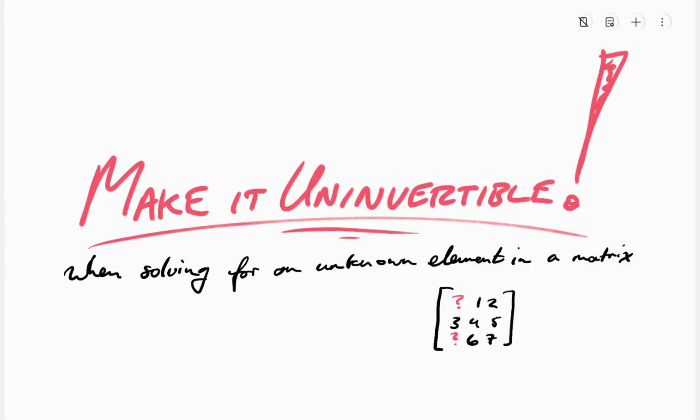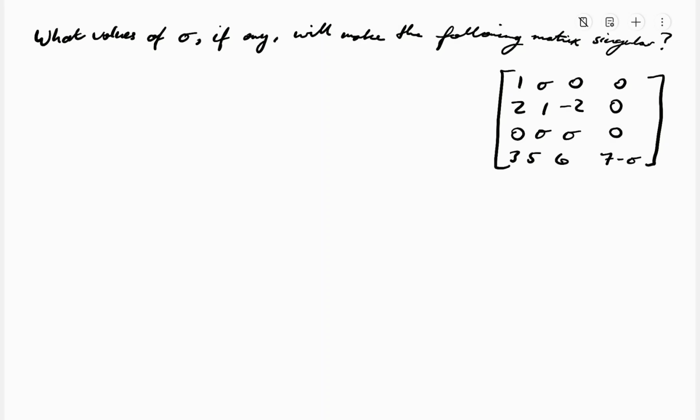Hi everybody. Really quickly here, we're going to look at if we have unknown values plugged inside our matrix, and we are told to find these values to make the whole matrix uninvertible. So we're going to go through a quick example for that. And so what you see on the screen is our example.